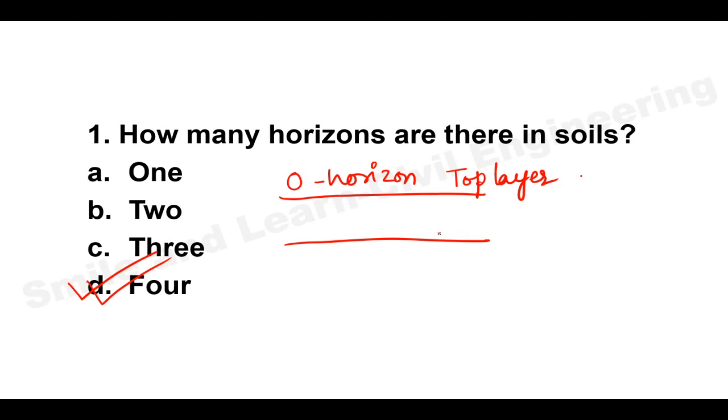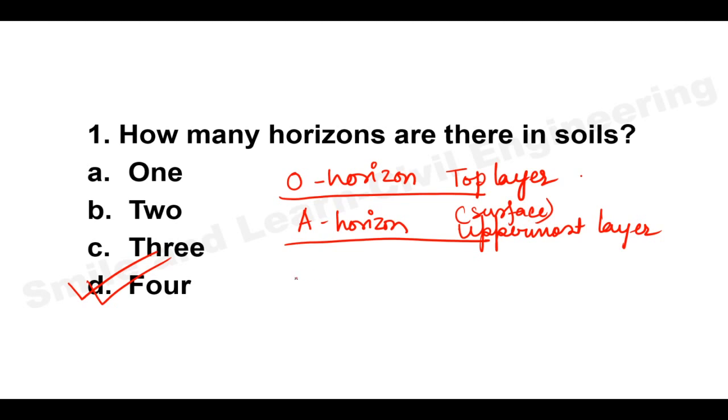And the next horizon, that is the next layer, is the uppermost layer. This is the A horizon, and this A horizon is the surface soil. Sometimes the O horizon may not be present because that may be the fill soil. Next is the B horizon. This B horizon is the subsoil, and this consists of less organic matter.